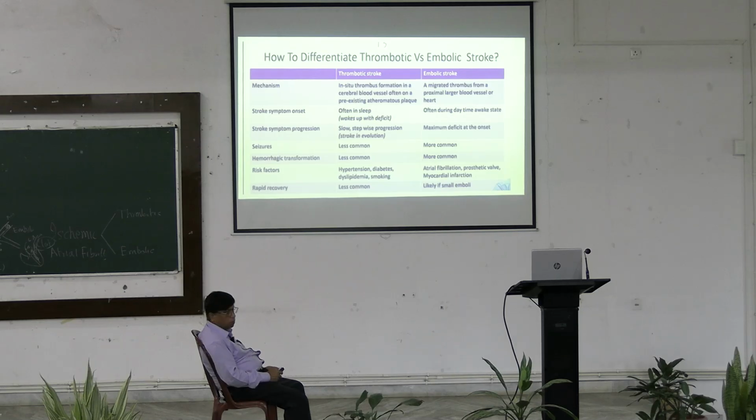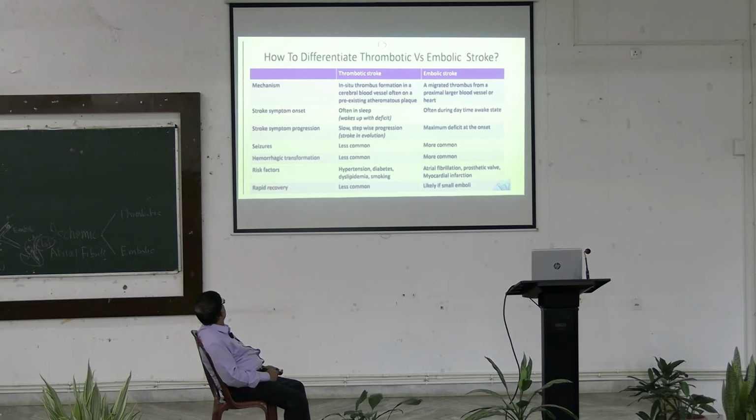Now, how to differentiate thrombotic from embolic stroke? The previous slide was thrombotic versus hemorrhagic. Now, again, you know that there is thrombotic or embolic stroke. In thrombotic stroke, I have already told you the mechanism is in situ thrombus formation in cerebral blood vessels, often occurring in a pre-existing atheromatous plaque. I have already described this pathogenesis. Embolus is a dislodged, migrated thrombus from a large blood vessel or the heart. I have told you about how the heart can be the source of a stroke.